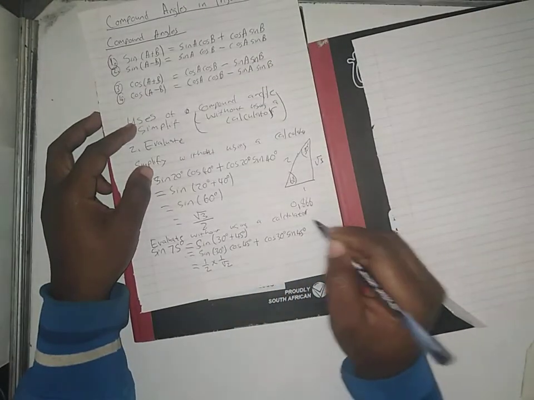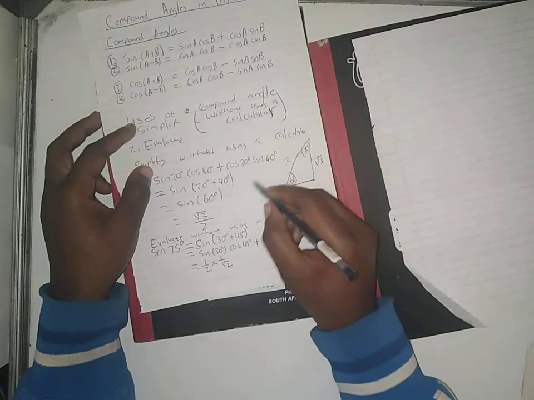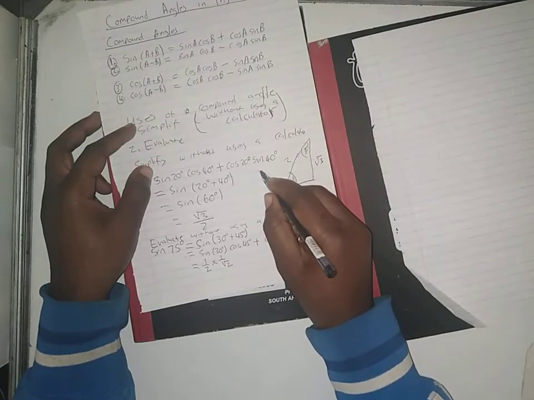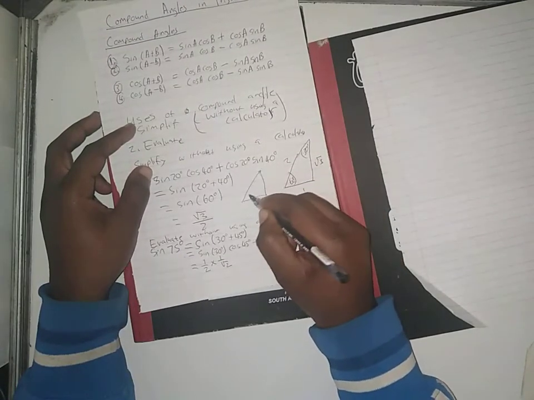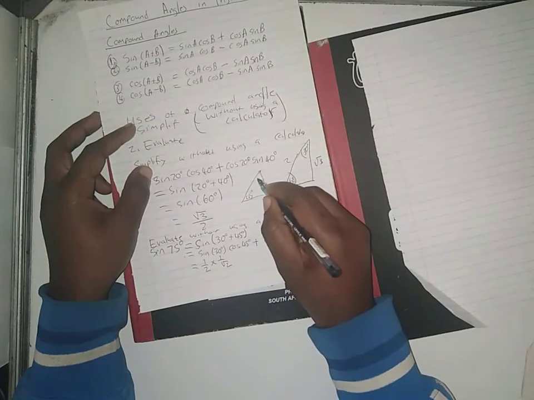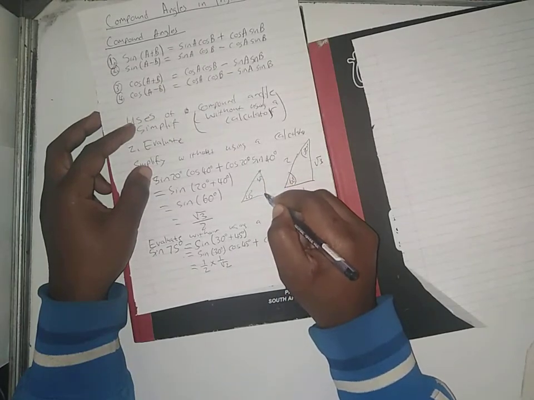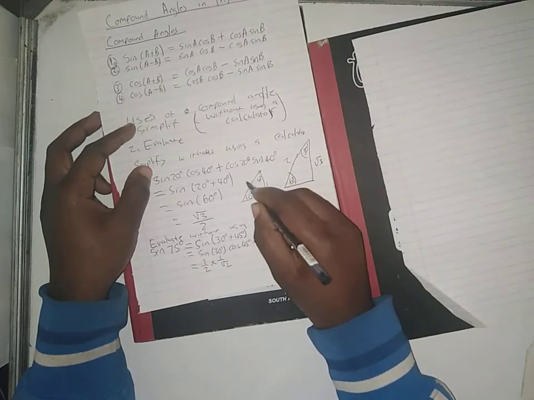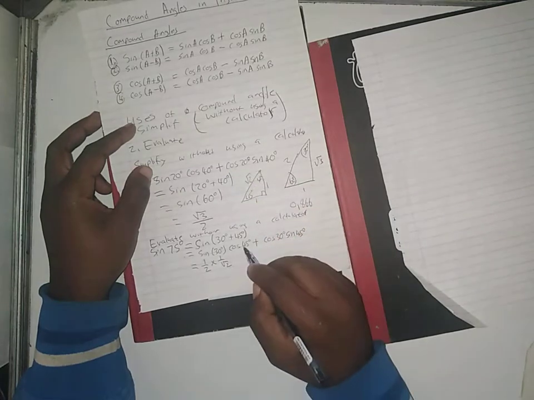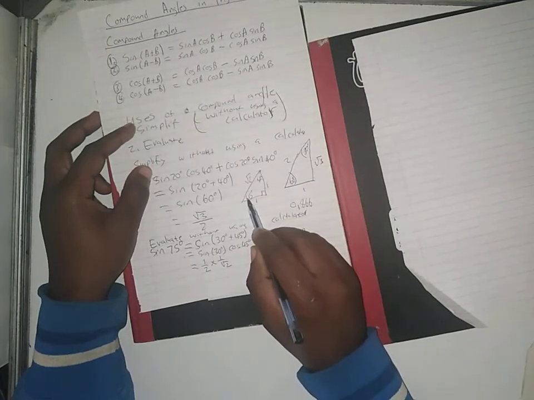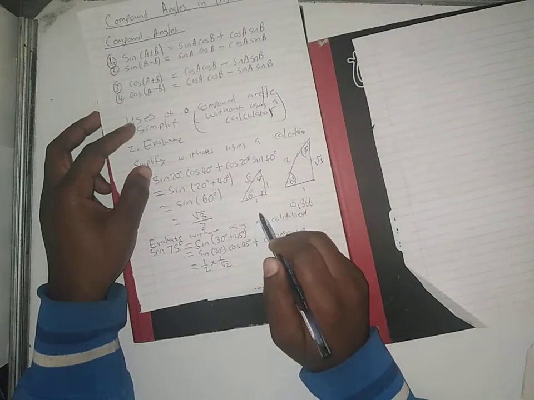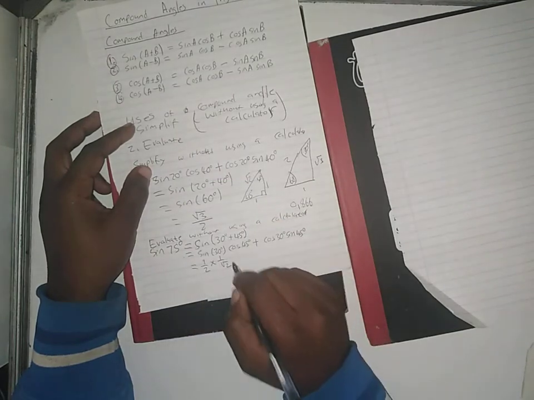How did you know 1 over root 2? Okay, you remember there is a 45 degree angle like this. You've got 45 degrees, you've got 45 degrees, and then this is 1 and square root of 2. So when you have cos 45, cos is adjacent over hypotenuse. So adjacent is 1, hypotenuse is root 2. So it's 1 over root 2. So that's basically how you found this one.